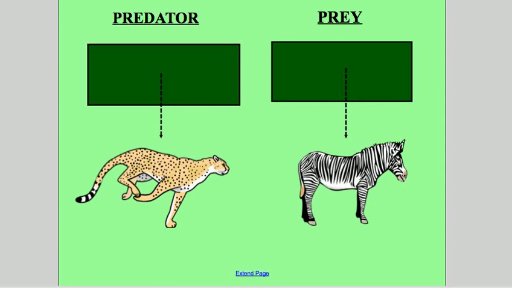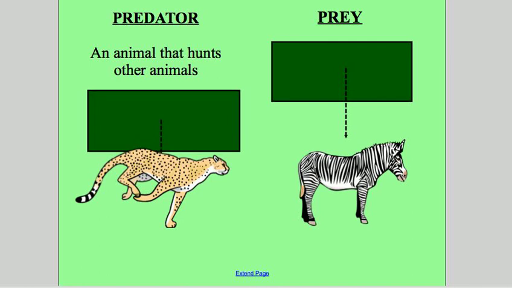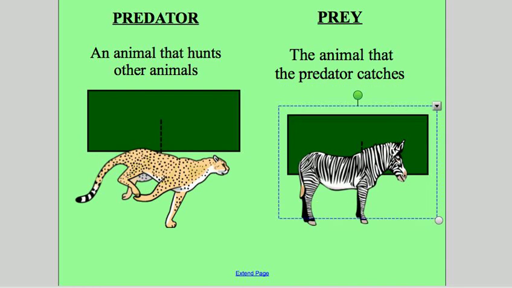In an ecosystem, there is a predator-prey relationship. The predator is an animal that hunts other animals, and the prey is the animal that the predator catches.